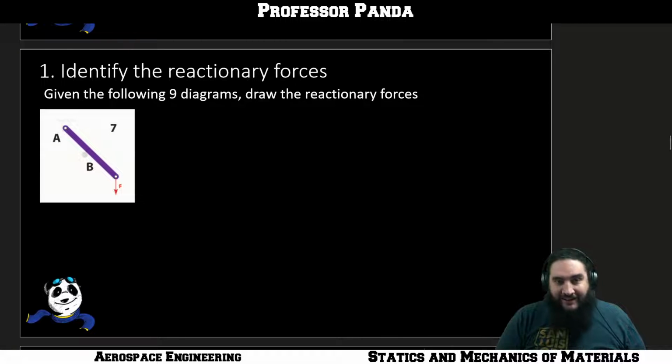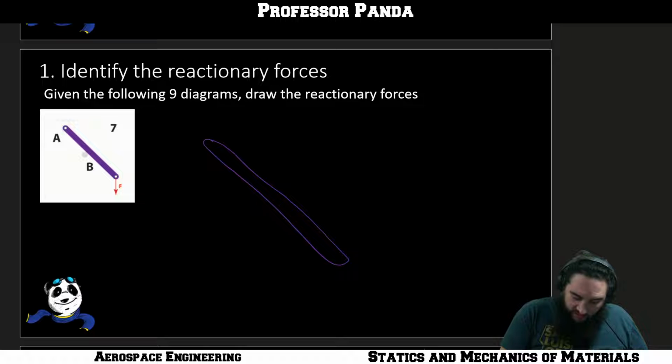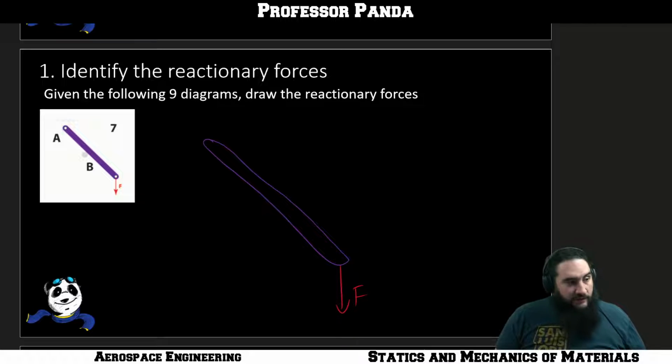This one is pretty interesting. This one people get wrong a lot. So check this out. We have a representative body at an angle. We don't know what the angle is. We have an externally applied load here, F. And we have a pin at A.